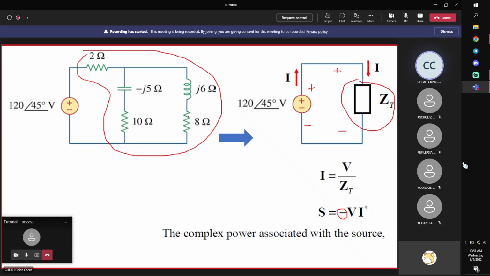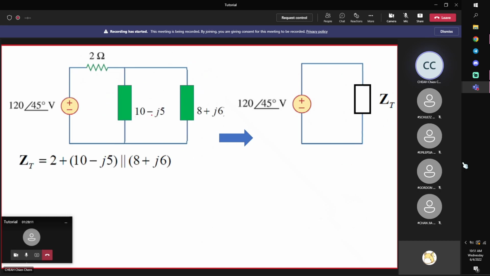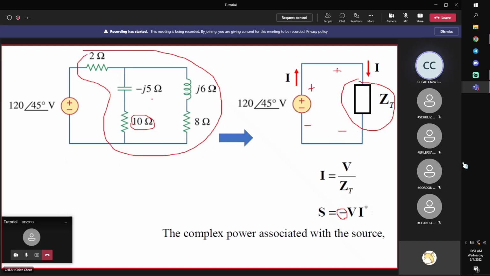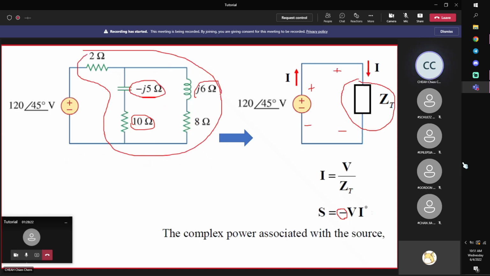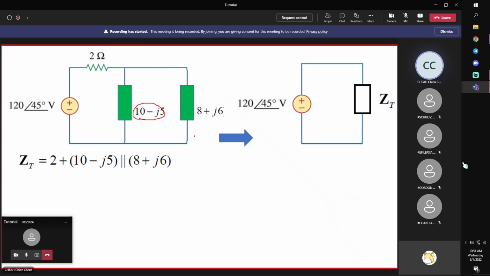If you cannot simplify this directly, and by now I strongly urge you to try simplifying it directly, but if you still cannot, then just do it step by step. These two are in series, so actually I can combine them: 10 plus negative j5, equivalent impedance in series, and 8 and positive j5 in series, add them up.